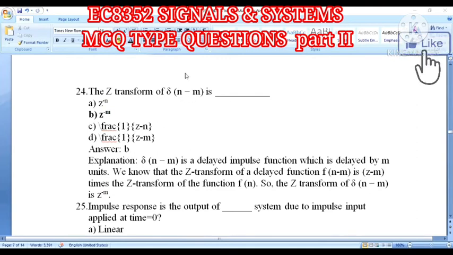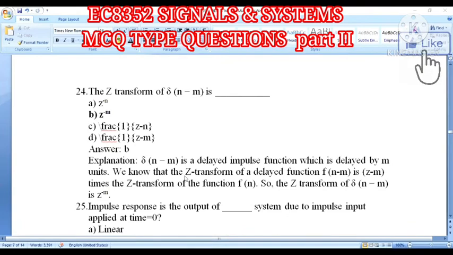This is the time shifting property. You know that property is the transform property: delta of n minus m is equal to z power minus m. Because delta of n minus m is called a delayed impulse function, which means delayed by m units.